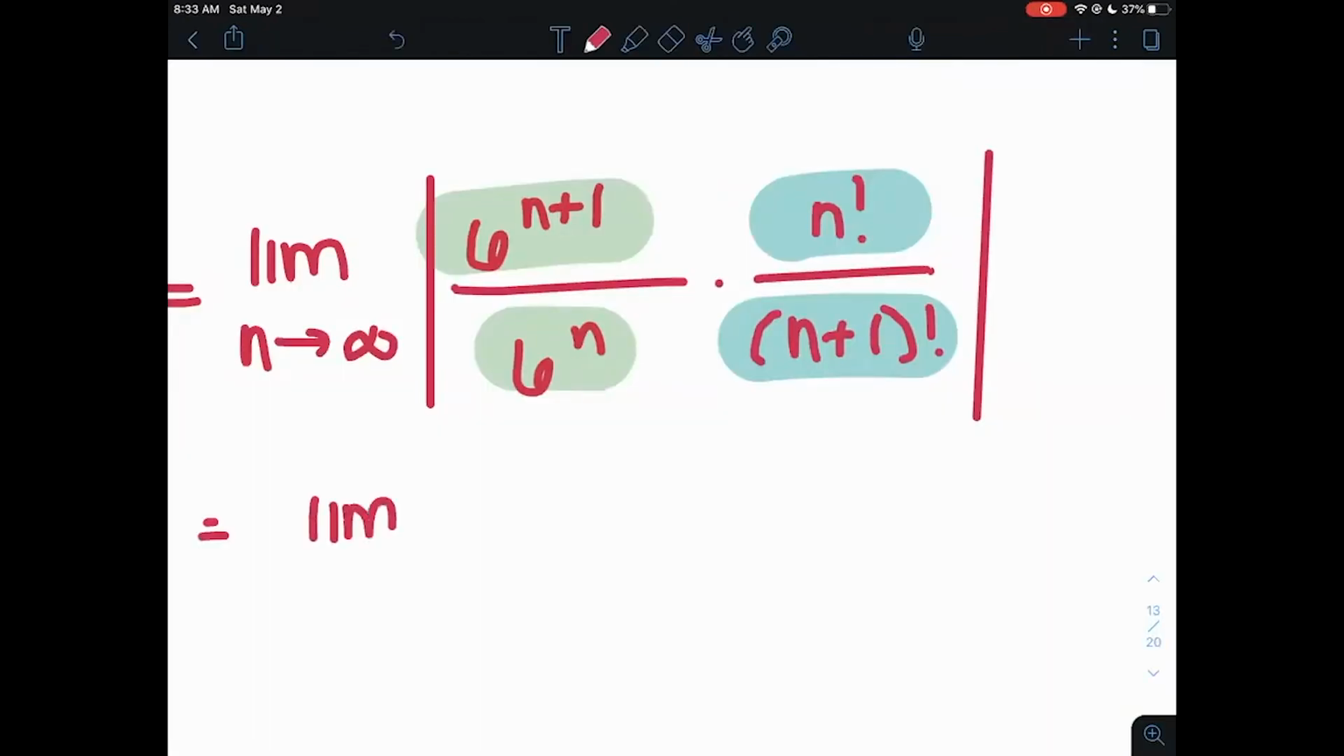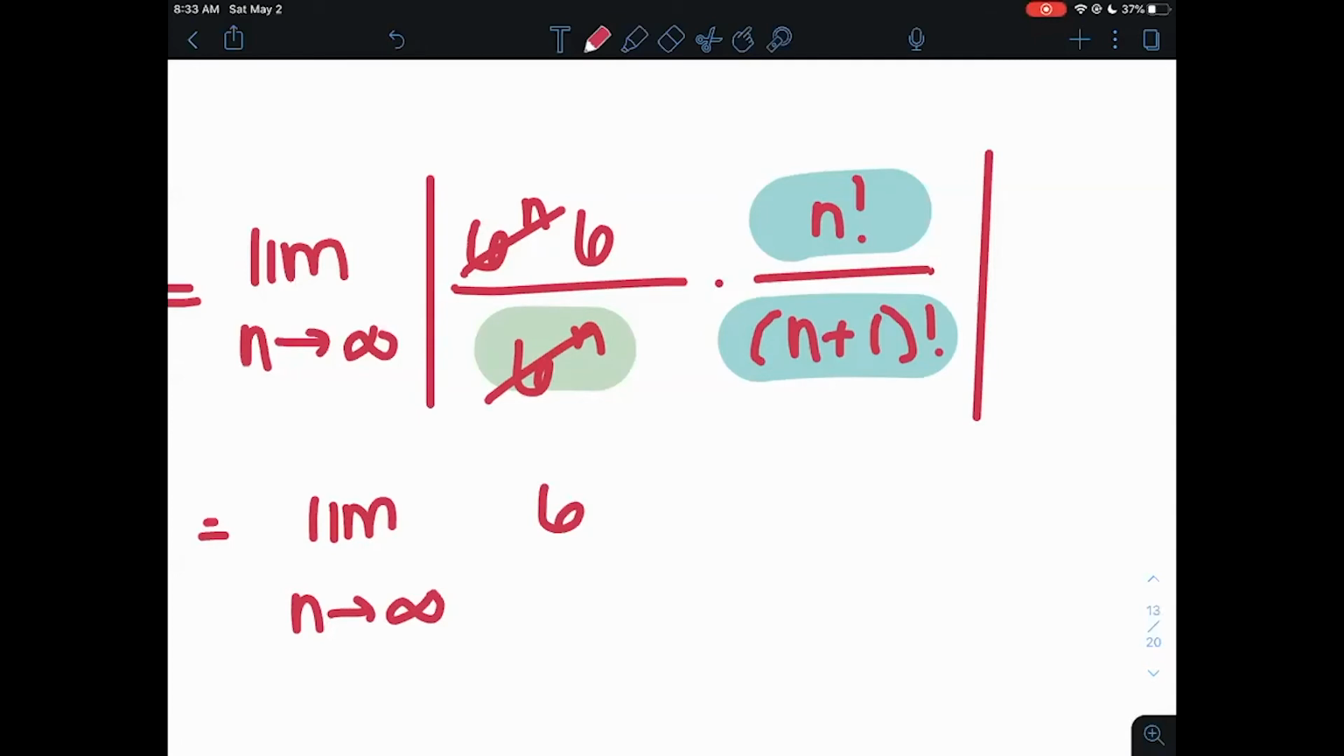Okay, so limit as n approaches infinity. Here we have 6 to the n plus 1 over 6 to the n. We can write this as 6 to the n times 6. And then we see that our 6 to the n's cancel. So I have 6, and then I have n factorial over n plus 1 factorial.